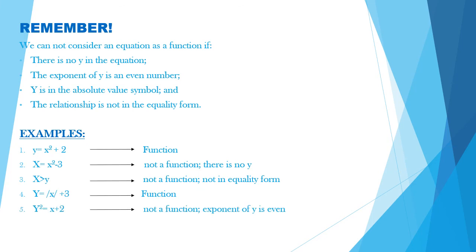Example number 1 is considered a function because it has y and it is in equality form. For the second example, it is not a function because there is no y. Next, it is not a function because it is not in equality form. For the fourth example, it is considered a function because it is in equality form and it also has y. And lastly, for example 5, it is not a function because the exponent of y is an even number.